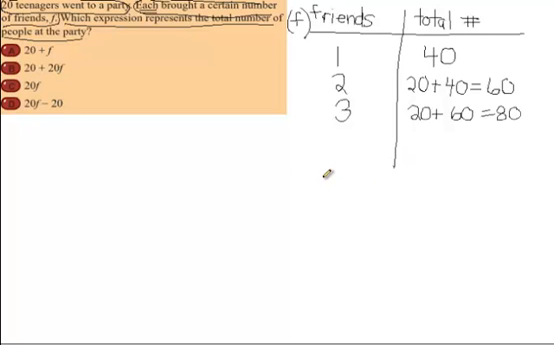All right. So we plugged in a few numbers. Now it's time to uncover our answers and see what we got going on here. So is the answer 20 plus F? Did I take F and add 20, and that got me my total? No. That would be 21. That's definitely not the correct answer. Let's get rid of that one.